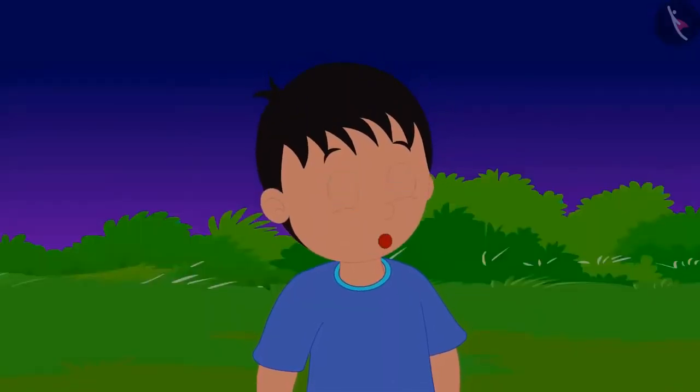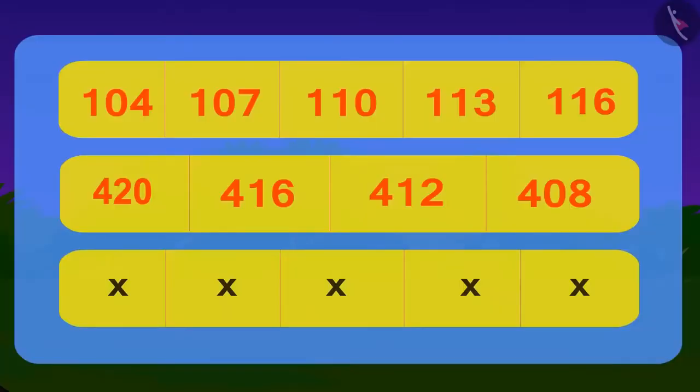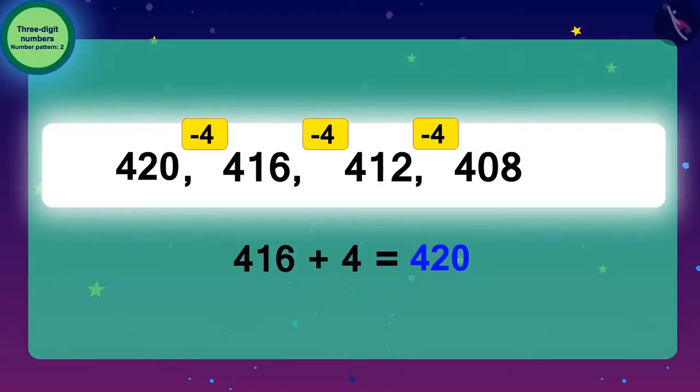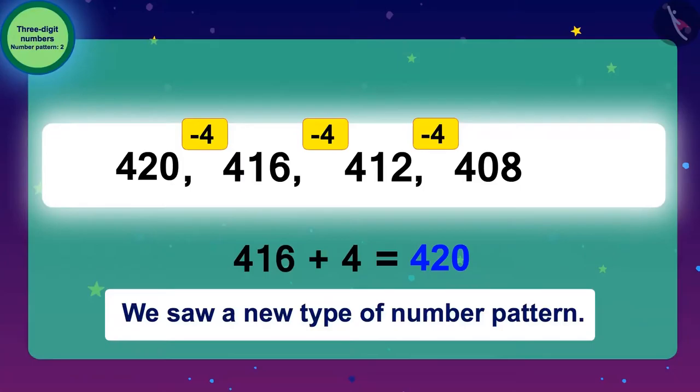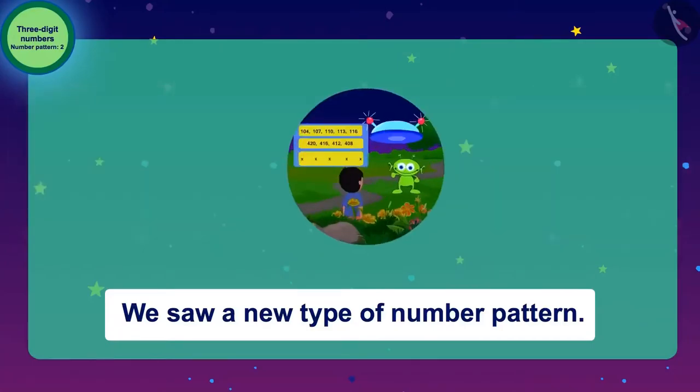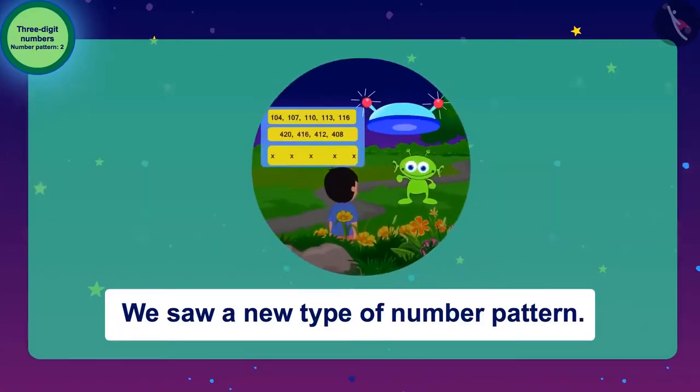Raju told the answer of the code to the alien, and the alien showed his third and last code. Children, today we saw a new type of number pattern. In the next video, we will try our best to save Bablu from the alien using our knowledge in number pattern.